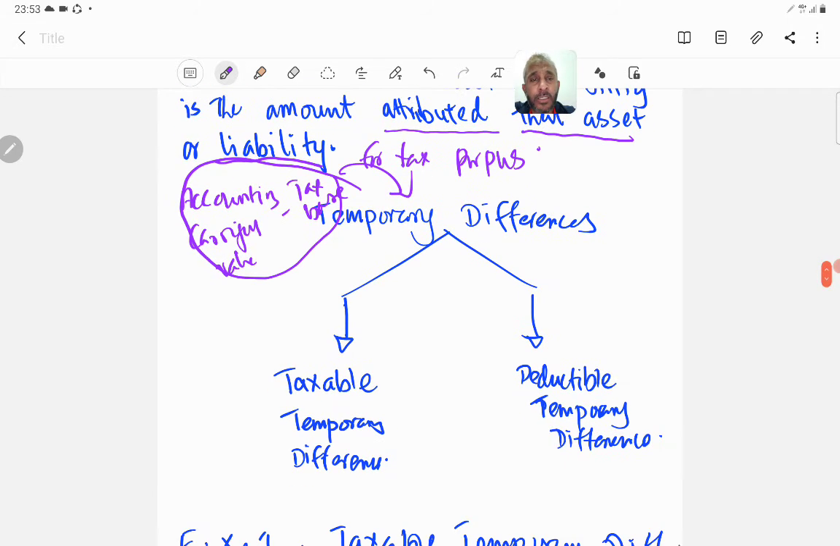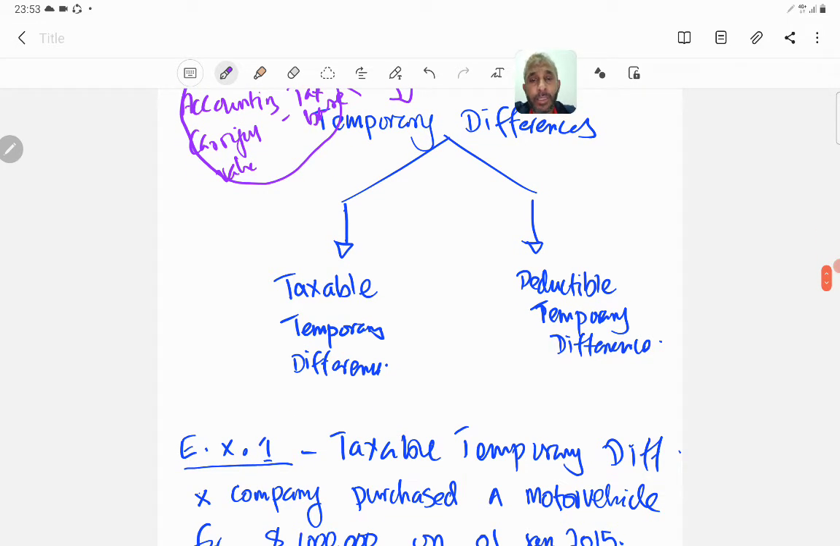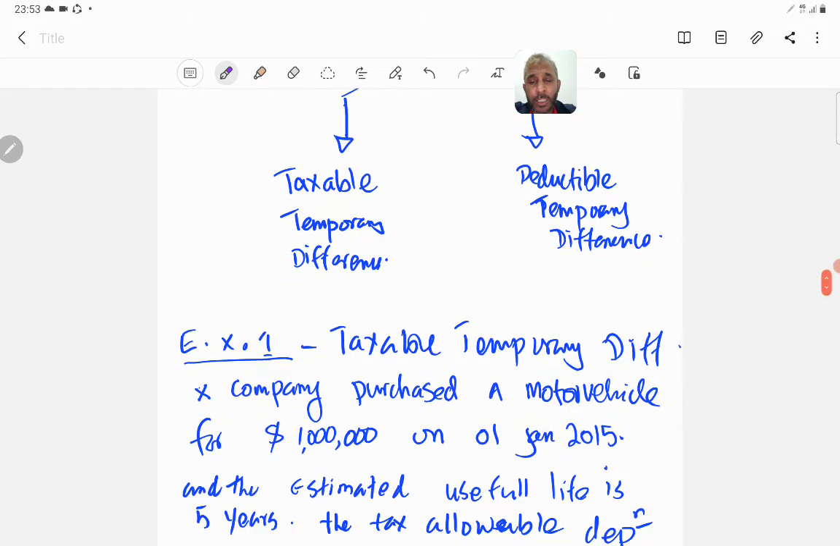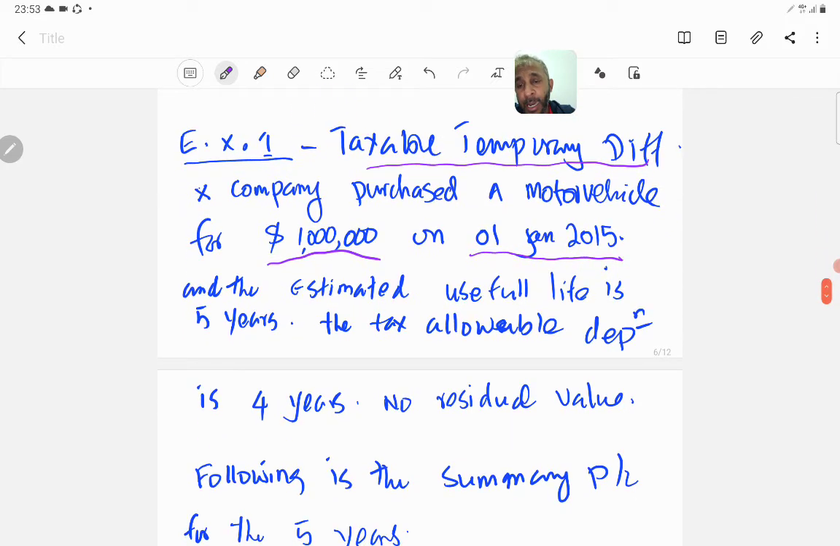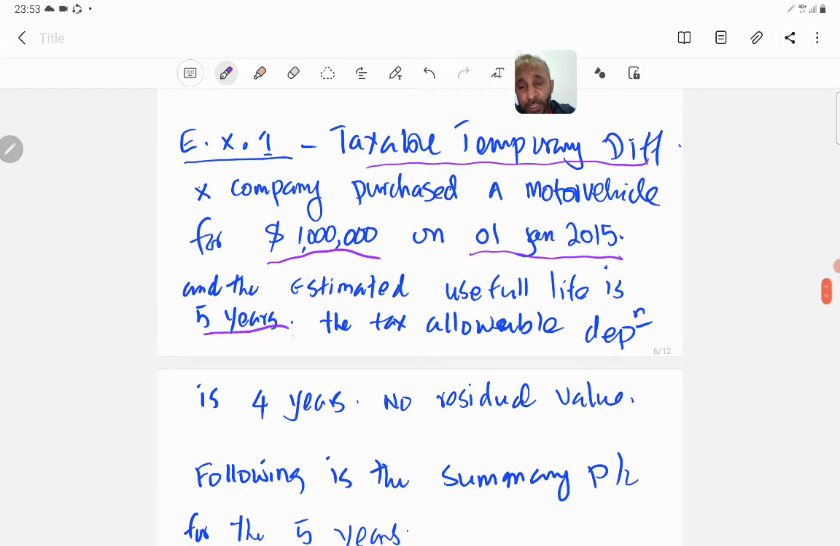So the temporary differences are of two types. I have taxable temporary difference and deductible temporary difference. To make it more understandable, I pick one example for taxable temporary difference. A company purchased a motor vehicle for $1 million on 1 January 2015, and the estimated useful life is 5 years. The tax allowable depreciation is 4 years and no residual value.